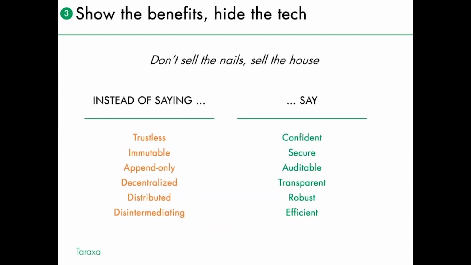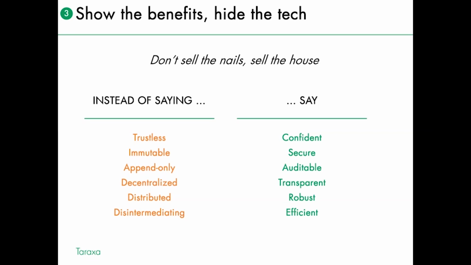So the third one. Once again, blockchain is complex, so you have to try to hide the tech a lot. You can't really tell the end user a lot about the technology because that just confuses them and scares them away. So, instead of saying things like trustless, you say confident. Instead of saying things like immutable, you say secure. Append only, you say auditable. Decentralized, you say transparent.